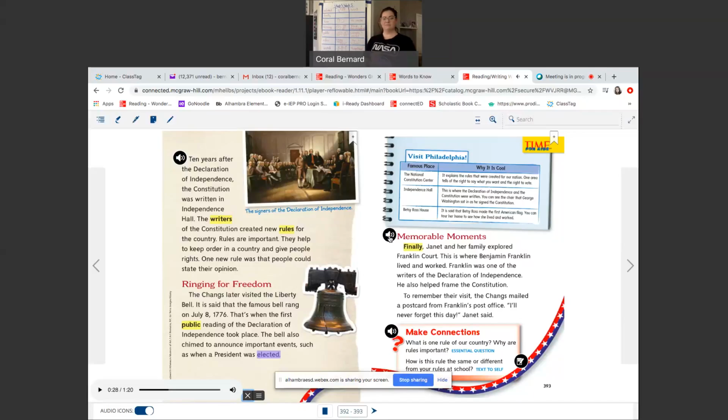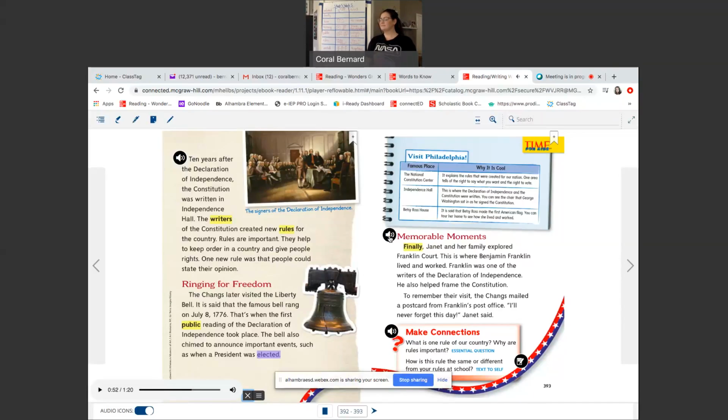Okay. Table. Visit Philadelphia. Famous place. Why it is cool. Famous place. The National Constitution Center. Why it is cool. It explains the rules that were created for our nation. One area tells of the right to say what you want and the right to vote.